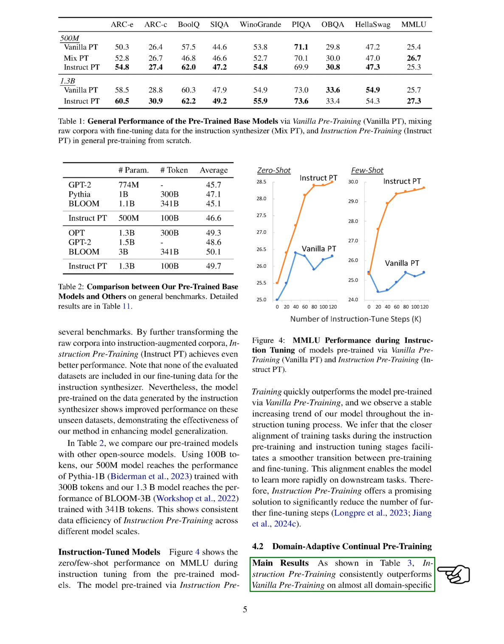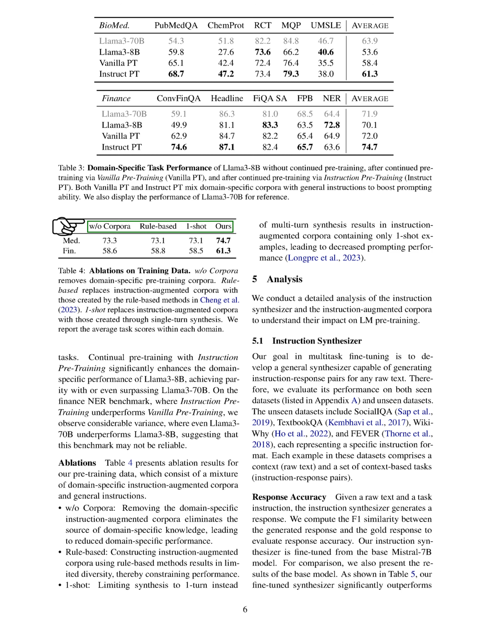Our main results, as depicted in the table, reveal that instruction pre-training consistently outperforms vanilla pre-training across most domain-specific tasks. Continuous pre-training with instruction pre-training significantly boosts the domain-specific performance of Llama 3 8B, even matching or surpassing Llama 3 70B. However, on the Finance NER benchmark, where instruction pre-training falls short compared to vanilla pre-training, we observe some variability, suggesting that this benchmark may not be entirely reliable.